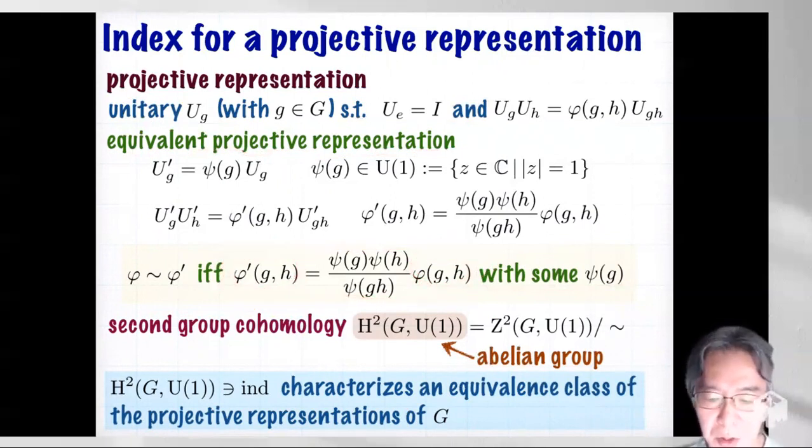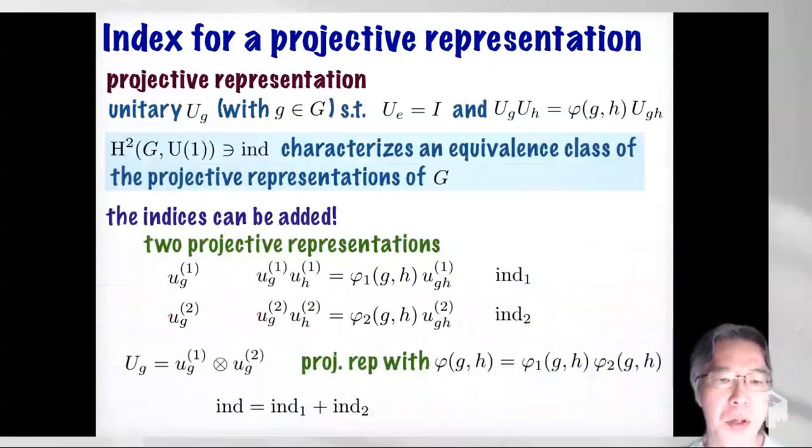So this is an equivalence relation. Then you can consider the set of equivalence classes with respect to this relation, or the quotient set. This quotient set is denoted as H2. It naturally becomes an abelian group because we start from U(1). This is called the second group cohomology. Again, you don't have to worry about this fancy name. By definition, an element of H2, which I call the index, Ind, characterizes an equivalence class of the projective representations of G.